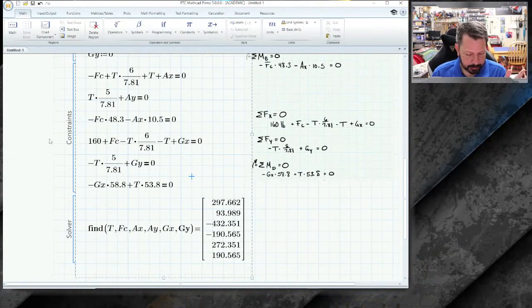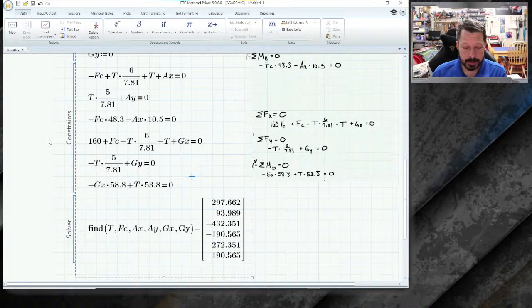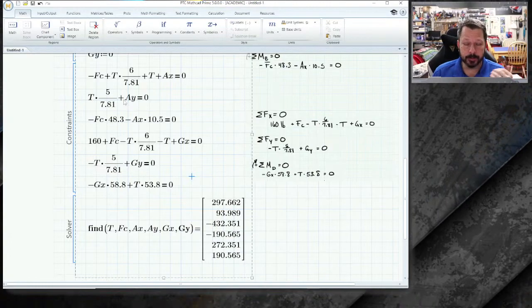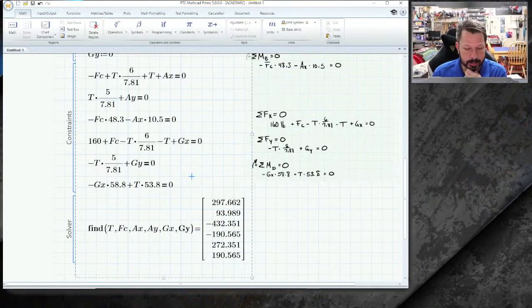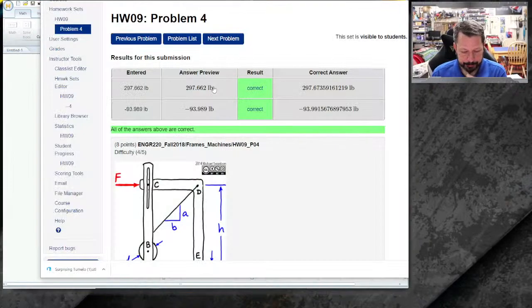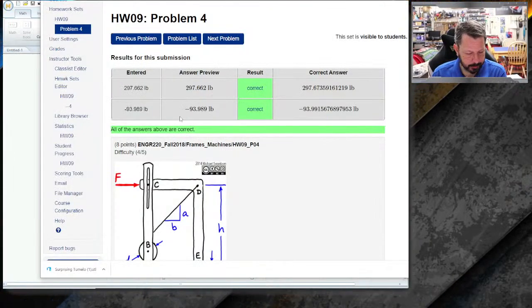So that's not unheard of, that something like this could be on the exam. This particular one's probably too much for an exam, just the amount of time you have on an exam. But that is how you would go about working that one.